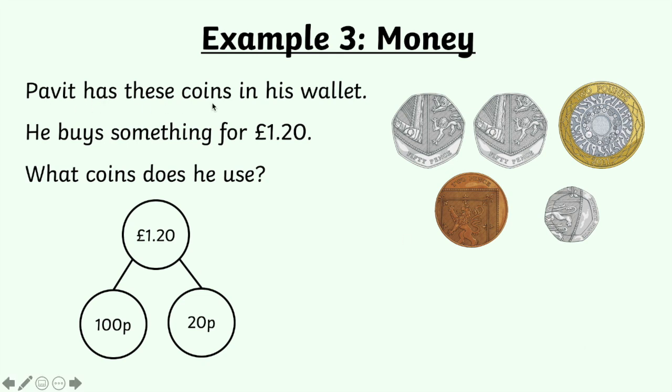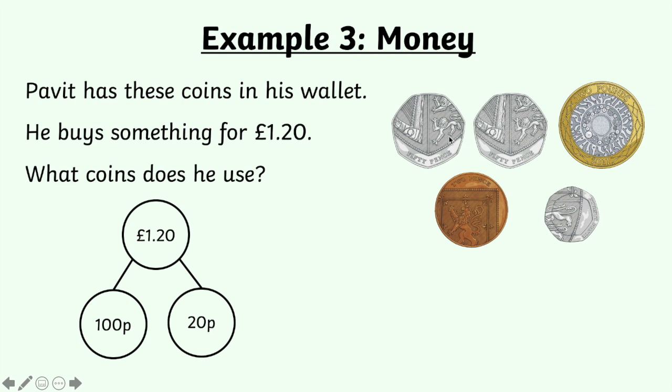Pavitt has these coins in his wallet. He buys something for £1 and 20 pence. What coins does he use? Now, I've drawn a part-whole model here to help me break up the number. £1 and 20 pence. For me, it's helpful to think about that as 100p, that's 100 pence, and that's the same as £1, and 20 pence.